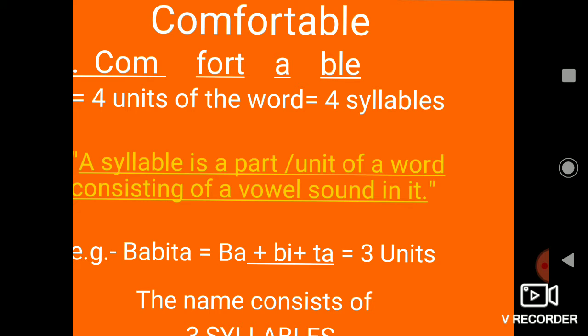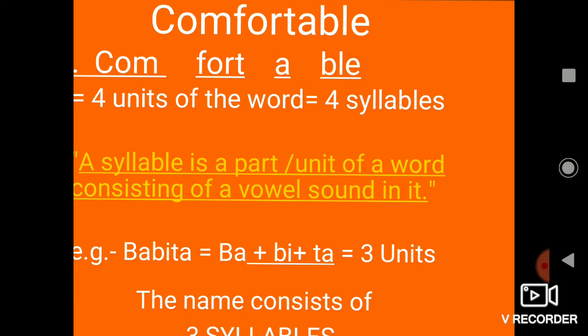Okay, now children, let me explain where to use er and more in comparative degree. First, we add er with one or two syllable words like big, bigger, long, longer, short, shorter, rich, richer, etc. Now, we use the word more before the adjectives consisting of more than two syllables like beautiful or comfortable. Now, you would ask what syllables are. Now, a syllable is a part or unit of a word consisting of a vowel sound in it, right?